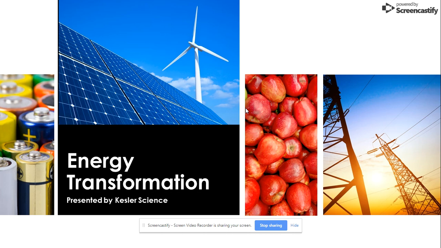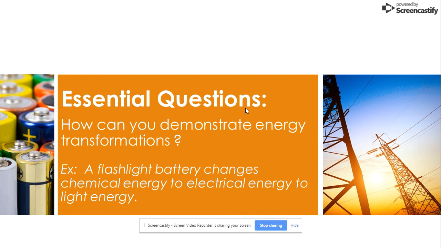Today we're going to start talking about energy transformations. The essential question for this unit is, how can you demonstrate energy transformations? An example of an energy transformation would be a flashlight battery changing chemical energy to electrical energy to light energy.